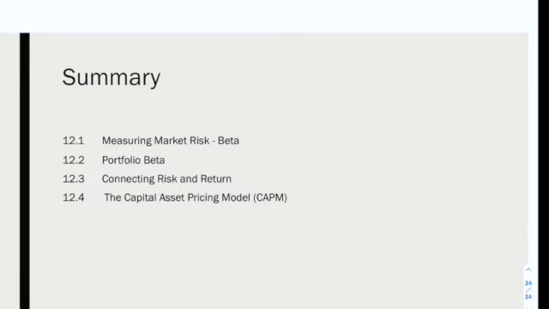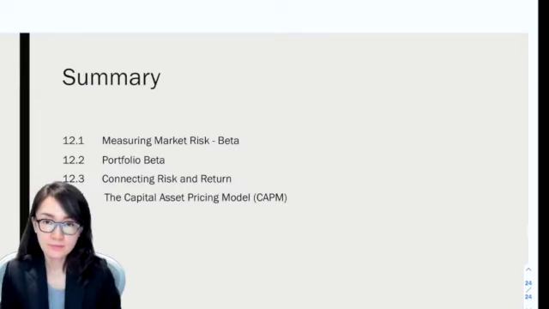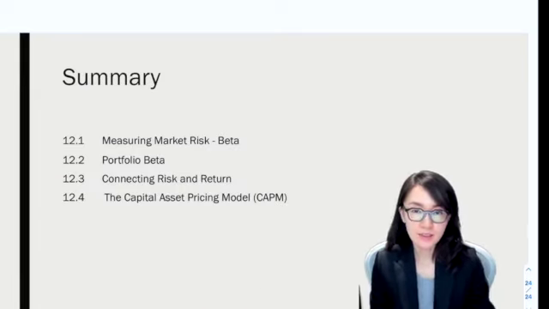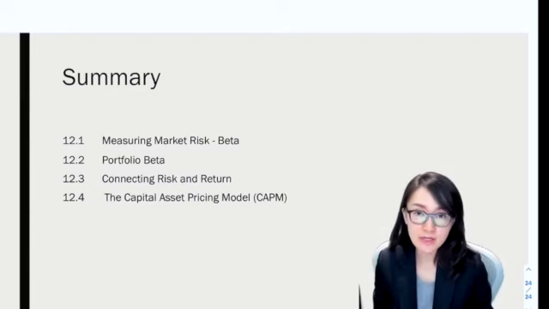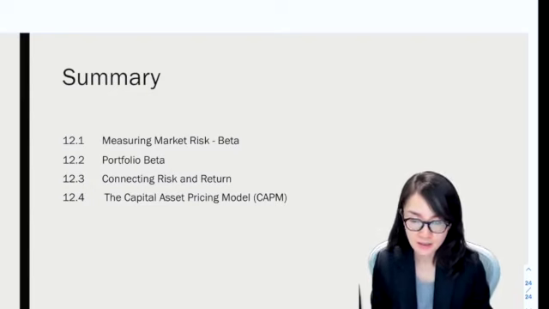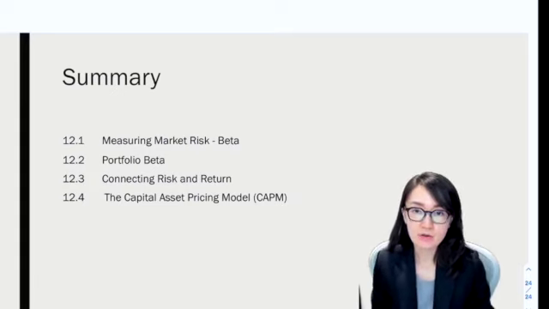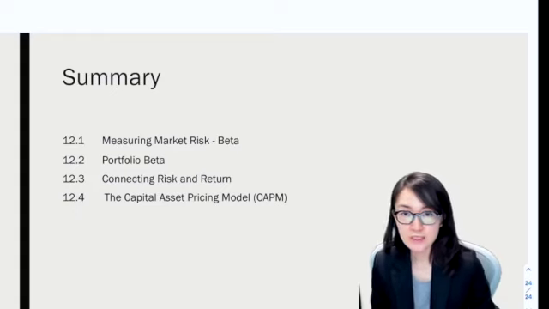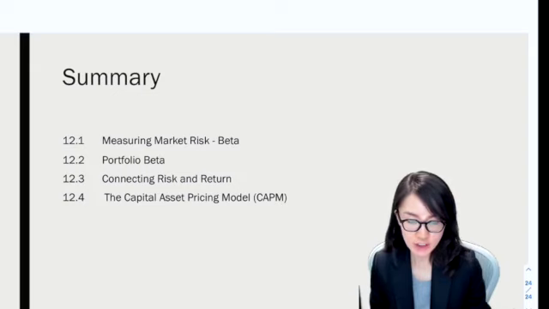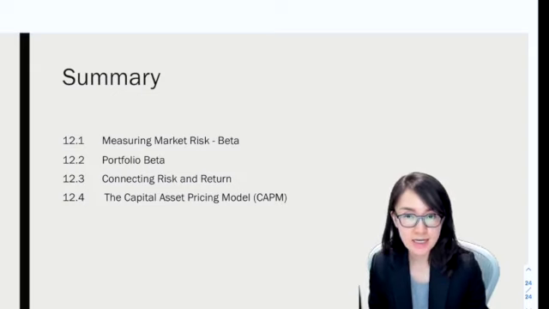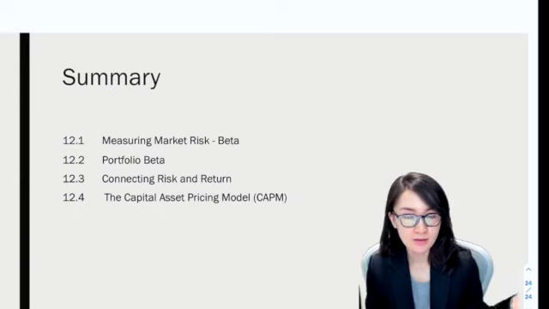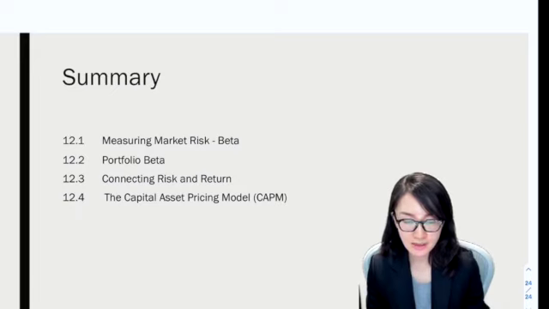All right, that is everything we have from chapter 12. We talked about what is a measure of market risk, which is beta, and how to calculate the beta of a portfolio, which is basically a weighted average of all the individual betas. And then we derived the capital asset pricing model. We formally connected the relationship between risk and return. We had a discussion about the ups and downs and the limitations of CAPM, but we concluded that the CAPM is still very relevant in today's stock market.